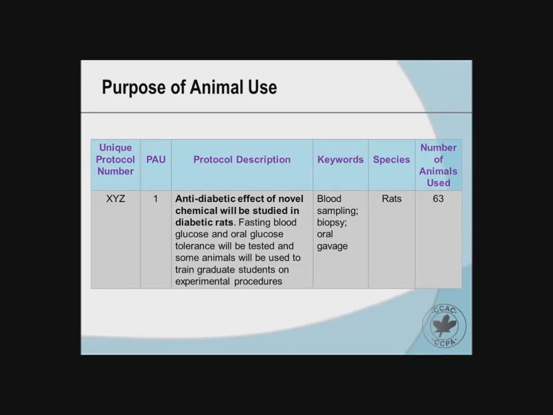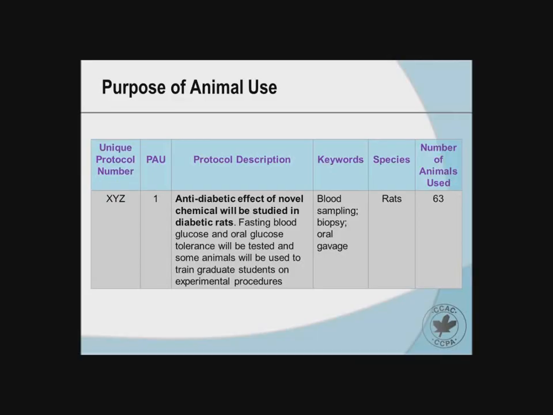So again, I'm just showing a portion of the template for illustrative purposes. And this again is an example from the animal use data form instructions document. It's important here to note that it's the protocol description that helps us to validate that the correct purpose of animal use has been assigned. Therefore, descriptions such as this should be included in either the protocol description or in the keywords.